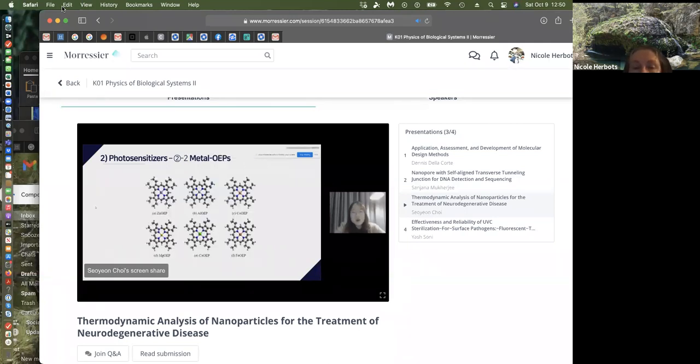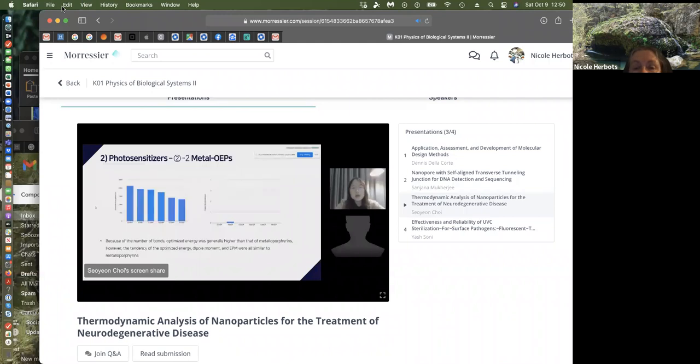We also observed metal OEPs, or octaethylporphyrins, which is another type of metalloporphyrins. We use the same central metal ions as before. Observing the two graphs, we saw that because of the number of bonds, optimized energy was generally higher than that of metalloporphyrins, but the tendency of the optimized energy, dipole moments, and EPM were all similar to metalloporphyrins.